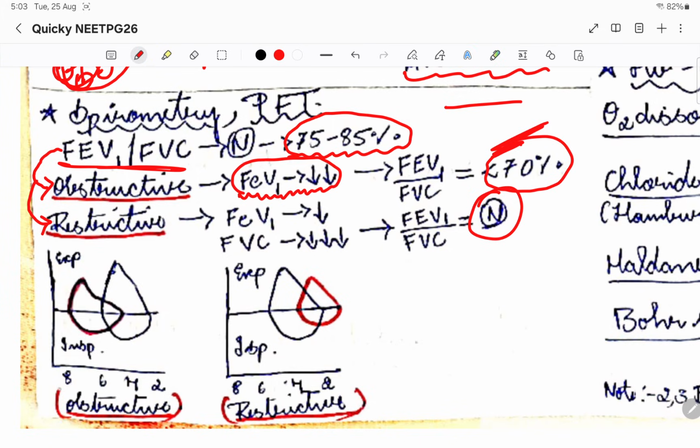This is how the spirometry graph would look. This is the normal one. Obstructive disease will be shifted towards the left, a boat-like structure, whereas restrictive will be right shifted. It is similar to normal, but the expiratory and inspiratory volumes will be reduced. So that is restrictive, it will move to the right. Remember it that way.